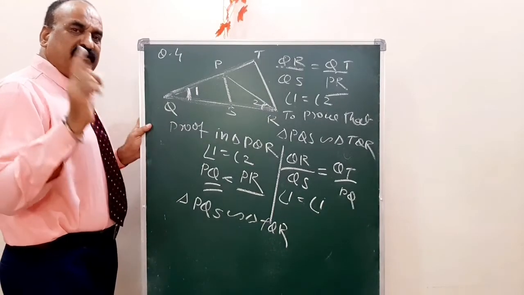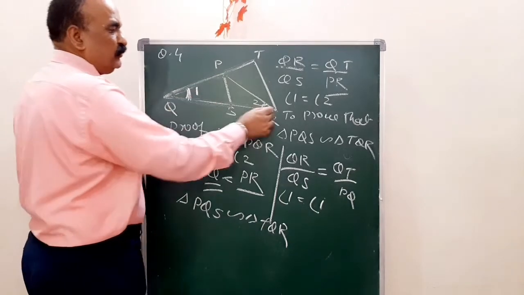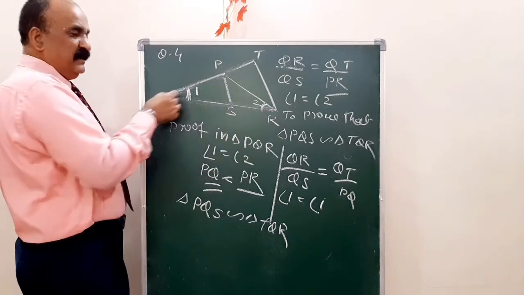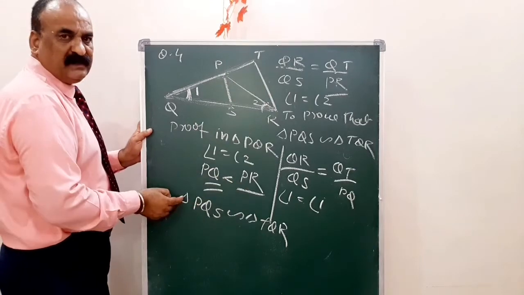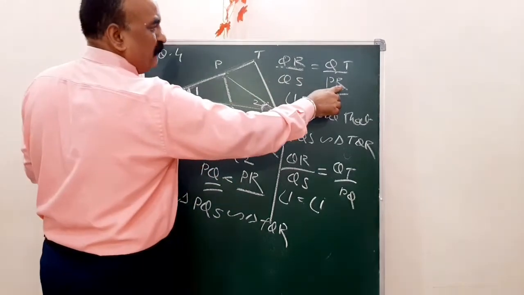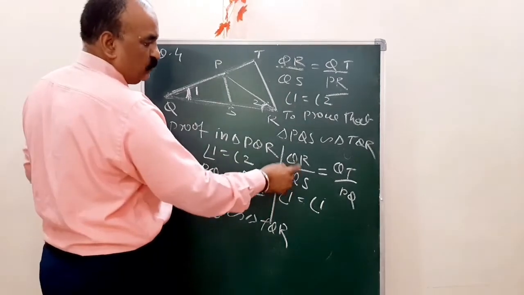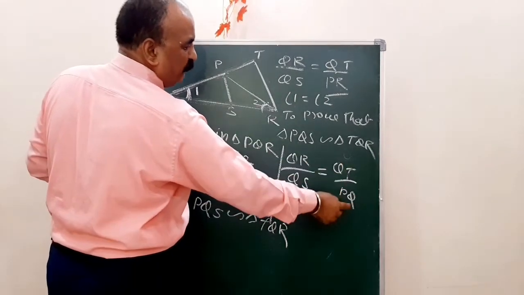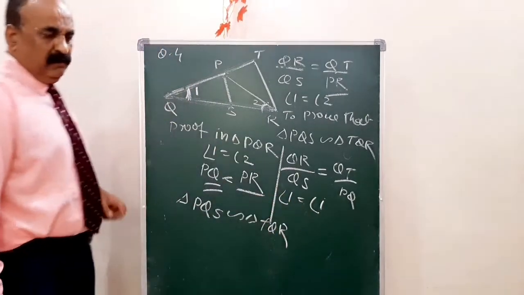And you know that sides opposite to equal angles of a triangle are equal. It means angle 1 and angle 2 are equal, so the sides opposite to them, PQ is equal to PR. In place of PR, you can put here PQ. So you will get QR upon QS is equal to QT upon PQ. And angle 1 is equal to angle 1, common angle.